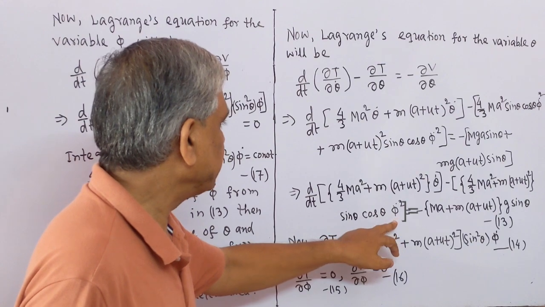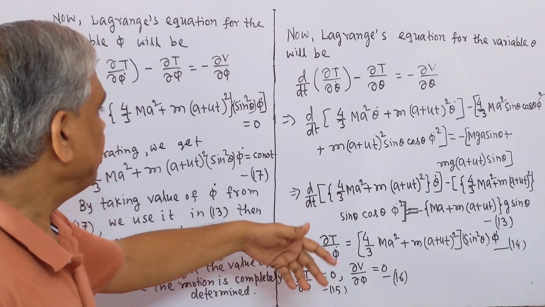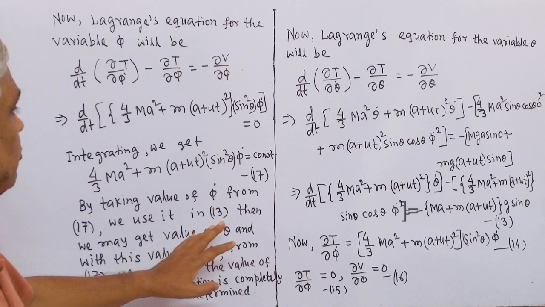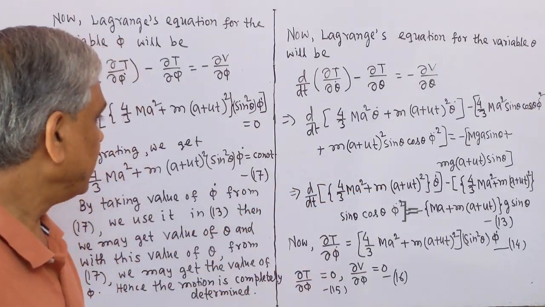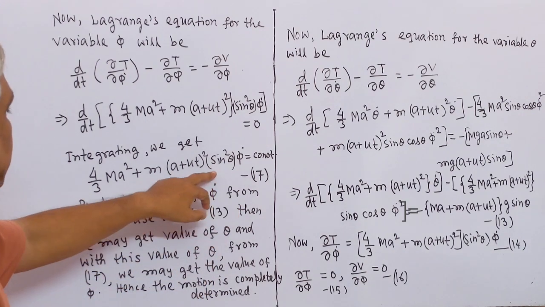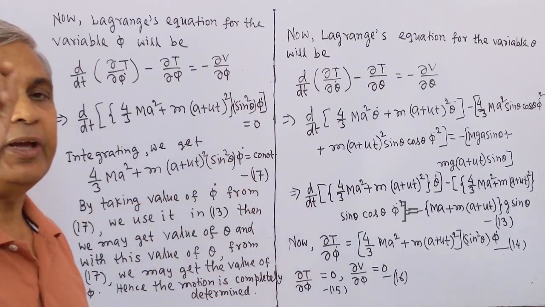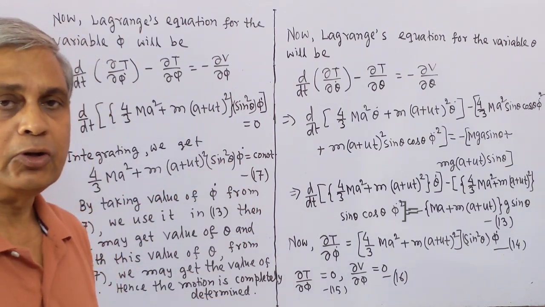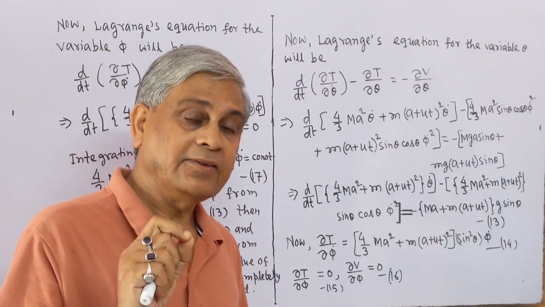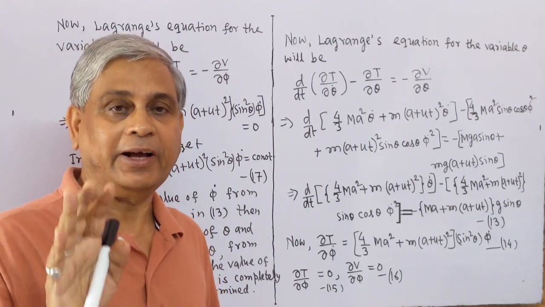Here we have phi dot square. So in 13 we get an equation involving only the variable theta, and we may find the value of theta from 13. Then, again taking the value of theta, we put it here, and we get the value of phi dot, that means we may get the value of phi. So we may get the values of theta and phi.